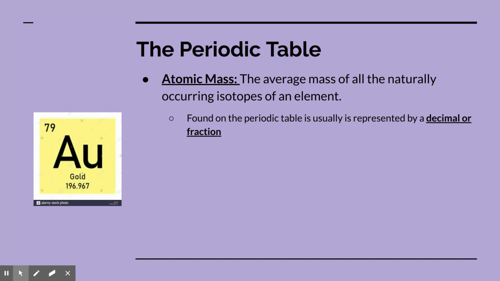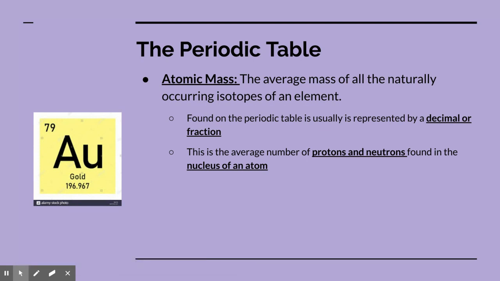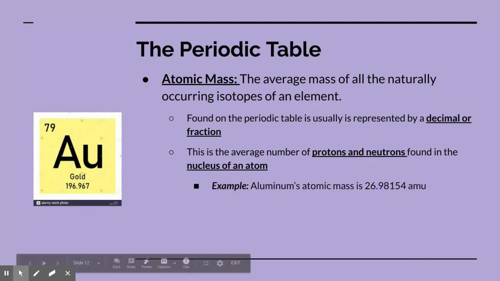So the atomic mass just takes the average of all their masses. This is found in the periodic table, and this is usually represented by a decimal or a fraction. And it's the average number of protons and neutrons found in the nucleus of an atom or of an isotope. Okay, and we don't get really into that. That's something we get more into in chemistry, but it's still important to know which one is the atomic mass, which one is the atomic number.